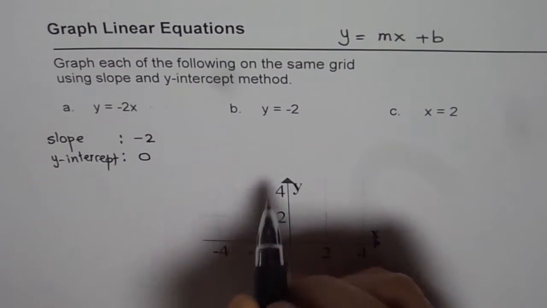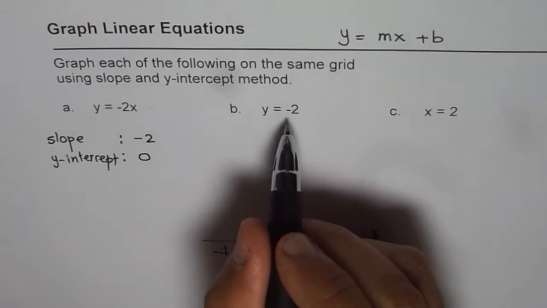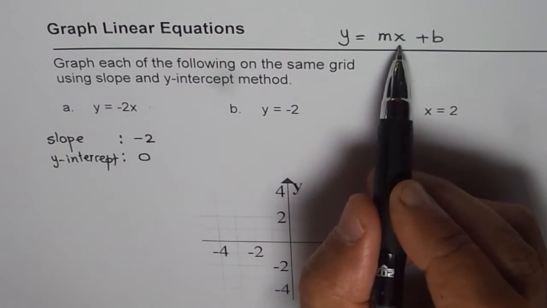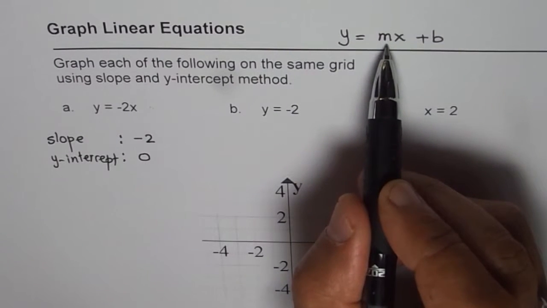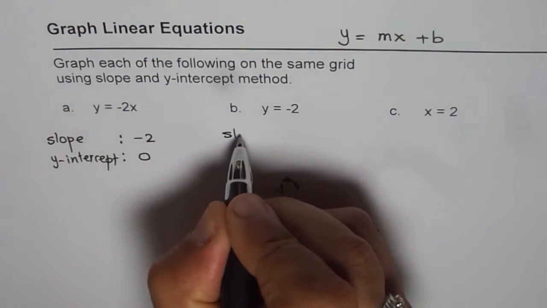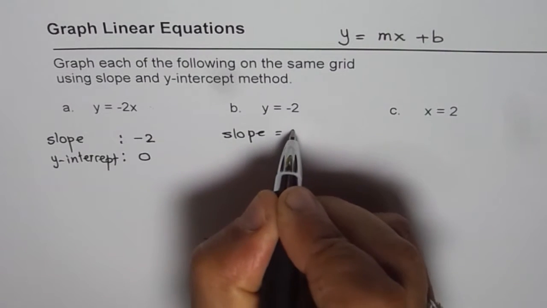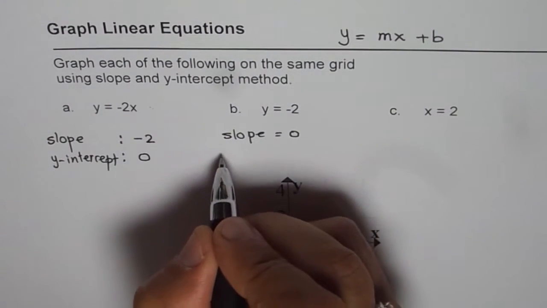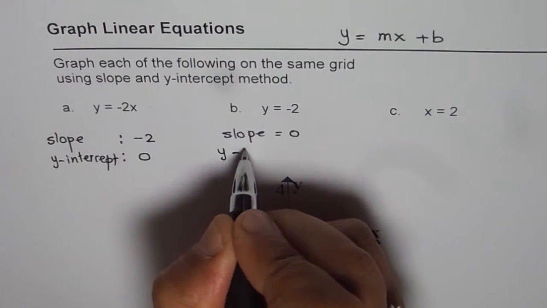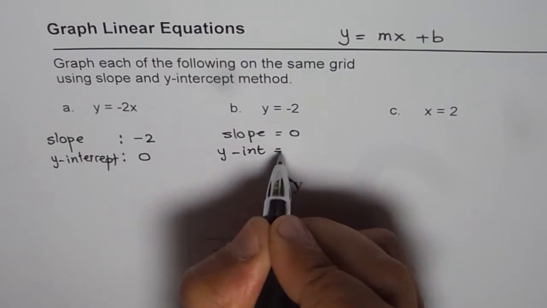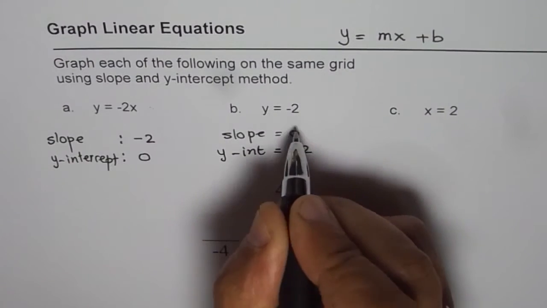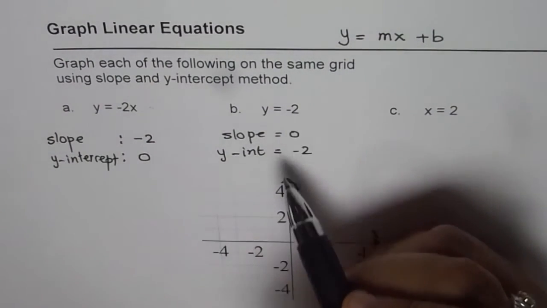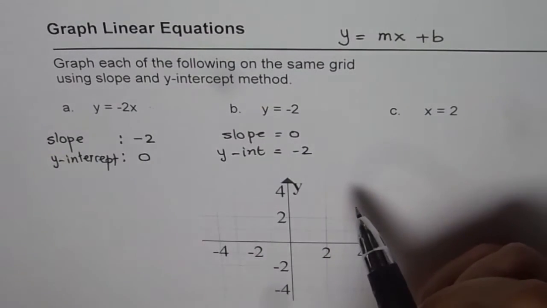For the second one, what is the slope? Well, in this case, we do not have an x term, right? That means the slope should be 0. So in this case, our slope is equal to 0. And how about the y-intercept? Well, the y-intercept is minus 2, the value of y given to you. Even when x is 0, it is going to be minus 2. So that is the y-intercept.